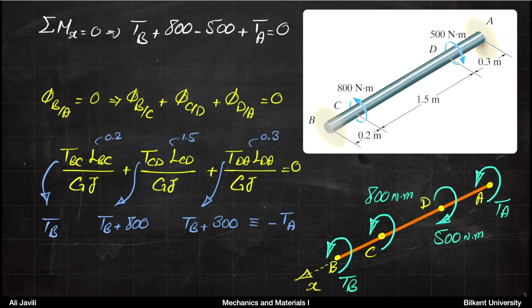Now, for each of them, we remember the formula we had for twist angle, that would be TL over GJ. The whole shaft is made from the same material, so it has always constant J and G. It has the same shear modulus because it's made from the same material, and it has the same J because it has the same cross section. So G and J do not change.